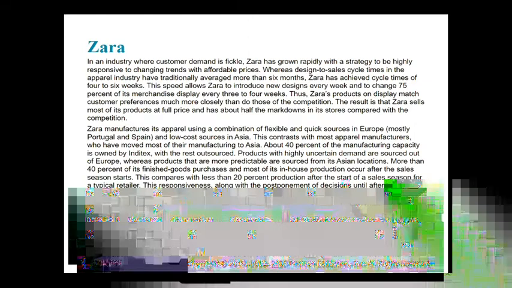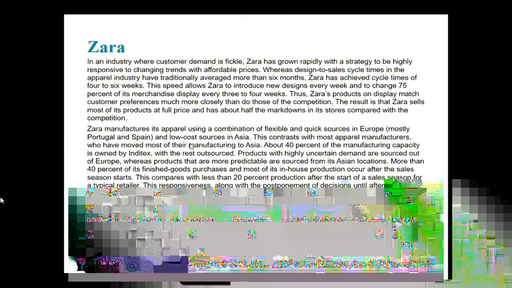Before the age of Zara, the norm of the apparel industry was to get inventory about every 6 months. Then Zara entered and changed the cycle time to about 4 to 6 weeks. This allows Zara to introduce new designs every week and change almost 75% of its product display every 3 to 4 weeks. And to customers, this is very attractive.